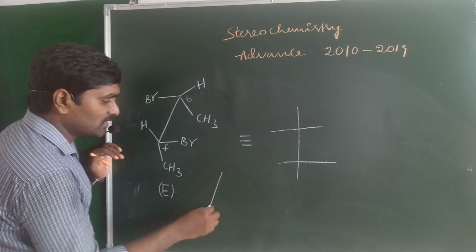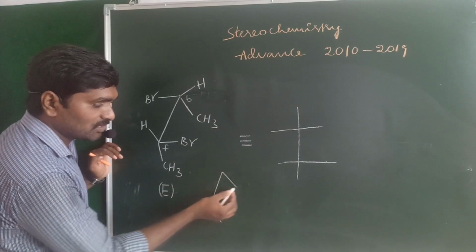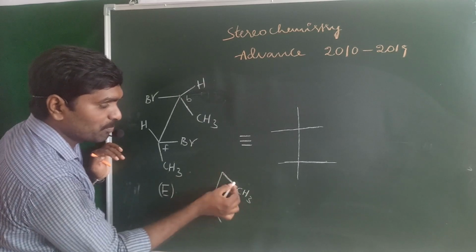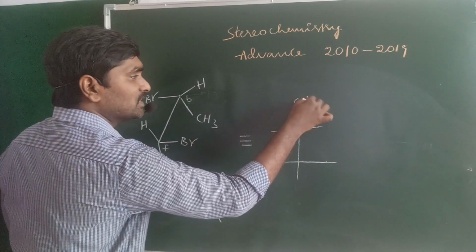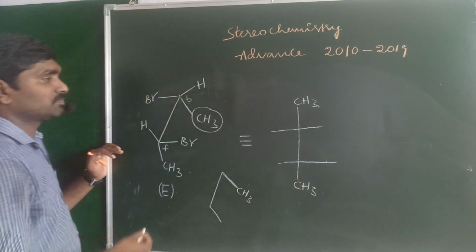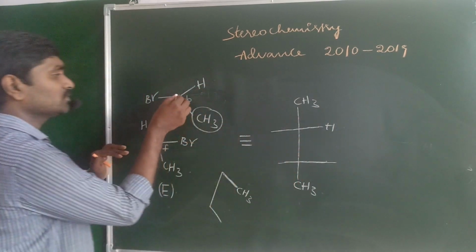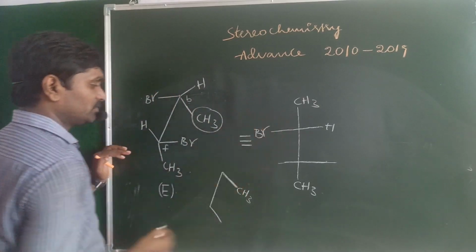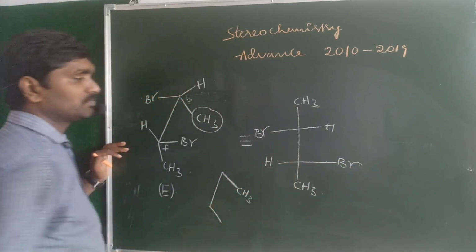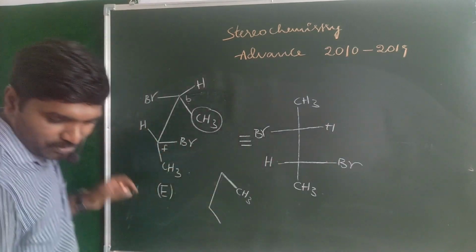So our backbone is like this, in the eclipsed conformation. So the group present on this line is on the vertical line, CH3. Again CH3 is present below the plane. On the backside carbon, on the right side you have hydrogen and on the left side you have bromine. On the front carbon, right side bromine, left side hydrogen. Simple conversion, guys. Simple conversion. Okay. Take another example.